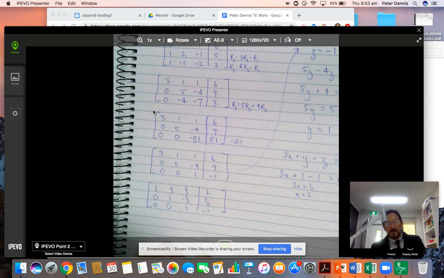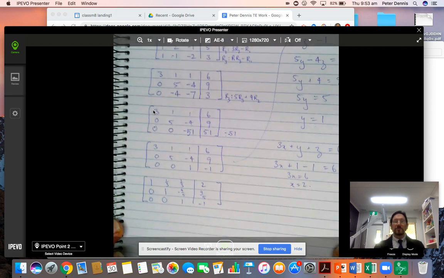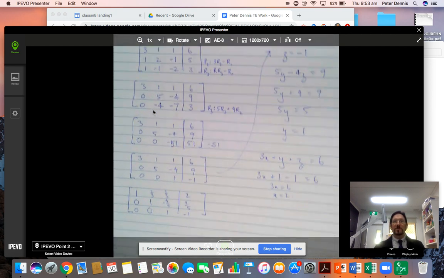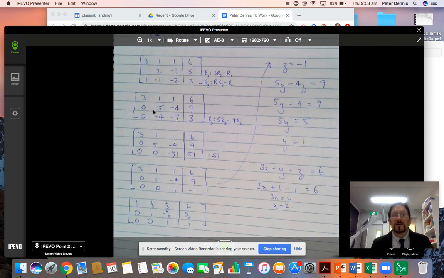And that's all Gaussian elimination is, or matrices, and that's why we can use matrices. It's a nice simple way of solving simultaneous equations. It's just a little pattern or a little format.